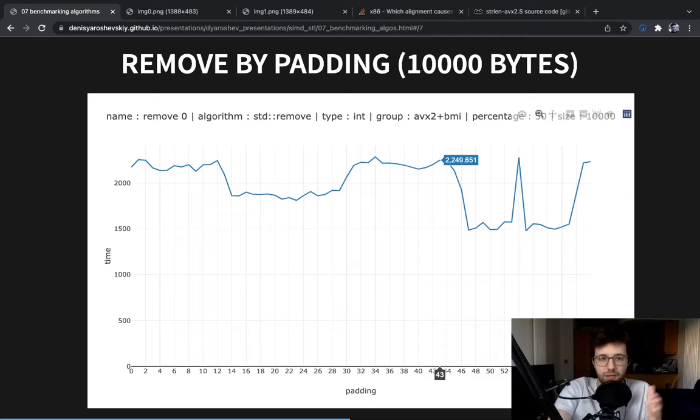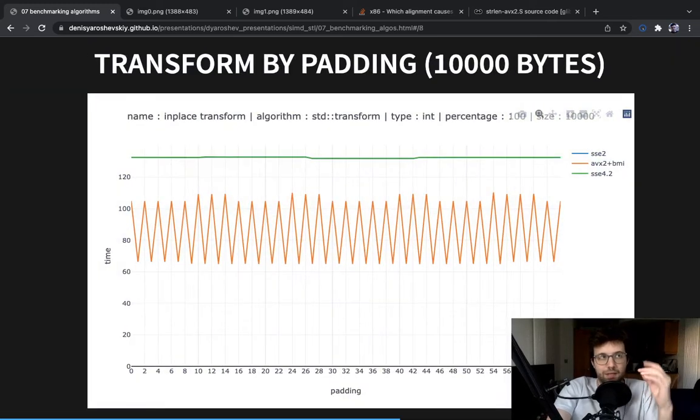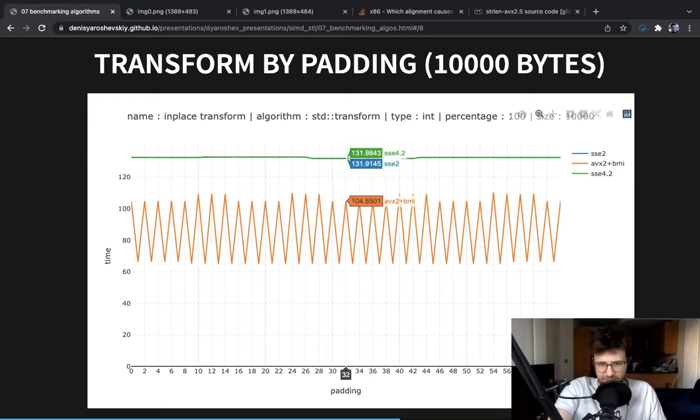Out of interest, I did the same test on std transform. std transform is doubling every element in a vector. This was a bit surprising. For SSE2 and SSE4, we get no effects of code alignment visible. However, for AVX2, we see jumping. And this is weird, because it's almost 2 times, right? Well, not quite, but a 40% difference or something.